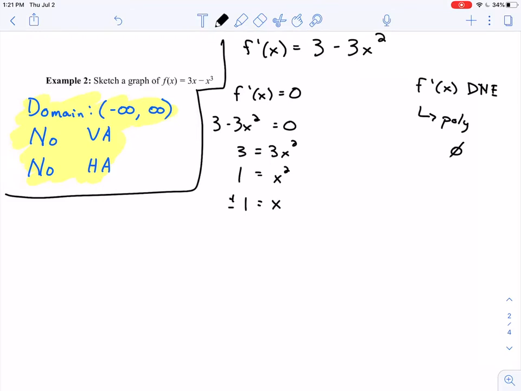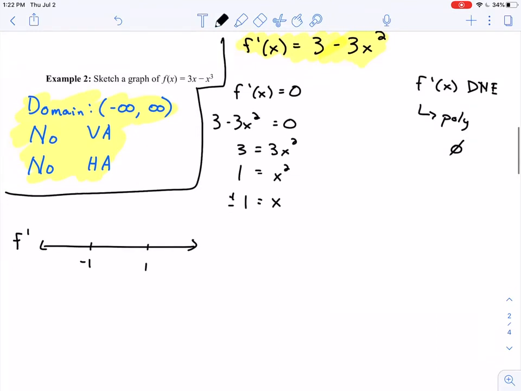Well, next we've got to make our sign chart so that we can figure out where our function is increasing and decreasing. That'll help us decide where are our local extrema. So here's f prime, and we said -1 and +1. Those were the 2 points that we found. And I'll take a number in each one of these intervals and plug them into my derivative. I'm going to actually highlight my derivative so that I don't lose it, because we'll be coming back to it a little bit later. Actually, right now.